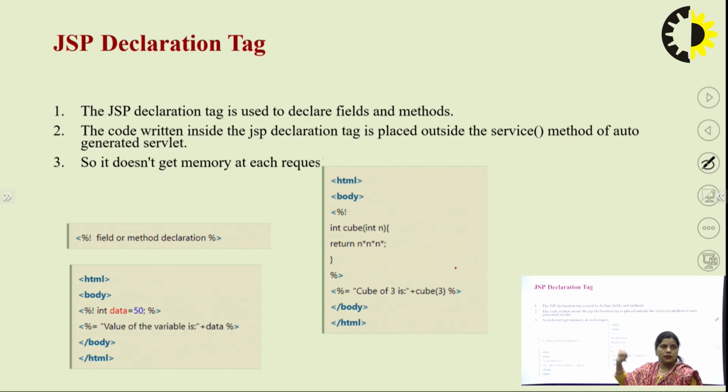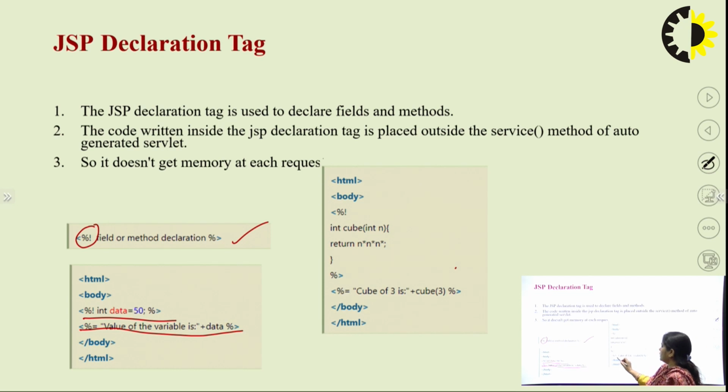The syntax of this is, after the percentage you have to put an exclamation sign, and here we can see easily that you are declaring the fields. So int data is equal to 50, we are declaring a variable named data. The value of that particular variable is 50, and this is the expression tag we are using here, and we can see that we are getting that particular data here. So here we are going to cube the variable, that is n.